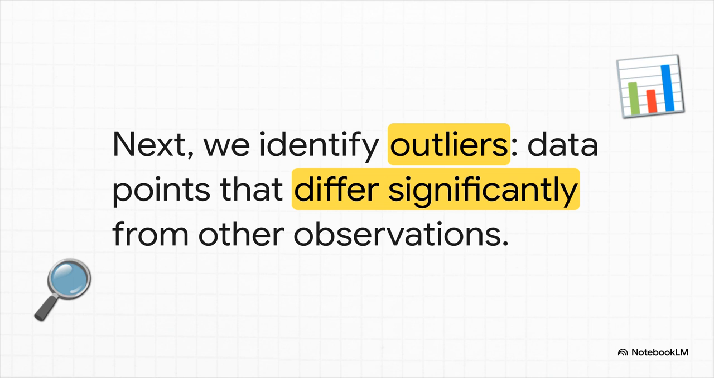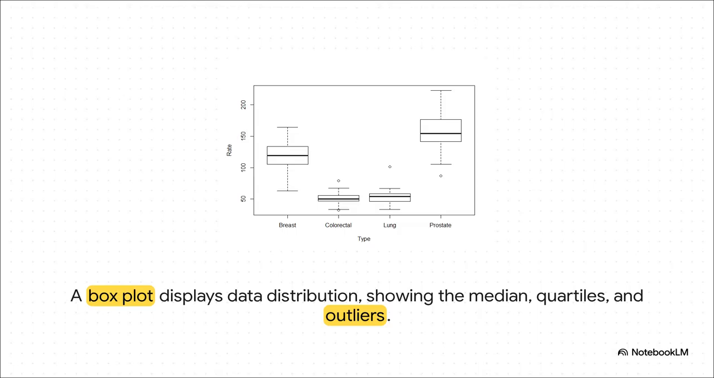Maybe it's a typo, or maybe it's a sign of something truly unusual going on. And one of the detective's favorite tools for this is the box plot. It's a super handy chart that gives you a quick snapshot of your data. See that main box in the middle? That's where most of your clues are. And those little dots way outside the lines or whiskers? Bingo. Those are your suspicious outliers flagged for a closer look.